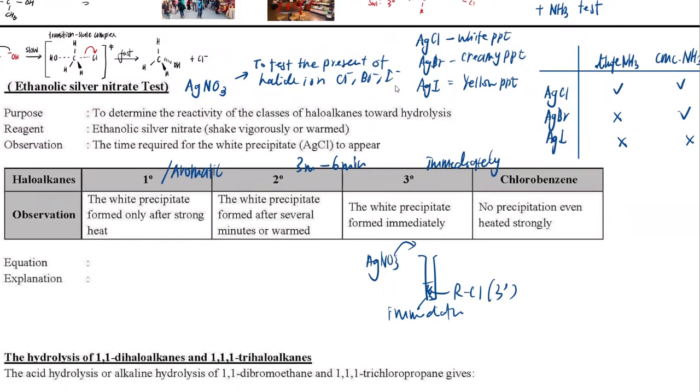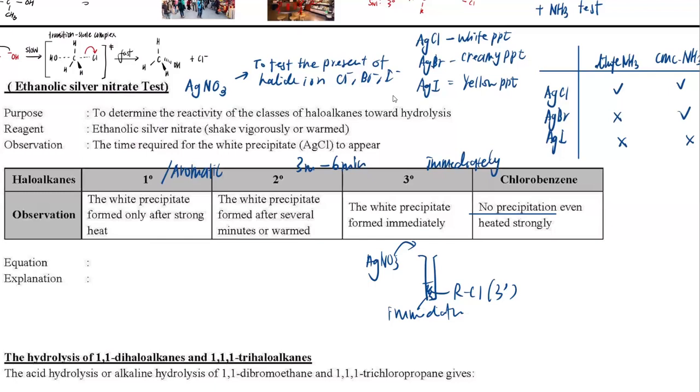For aromatic, usually we say there is no precipitate formed. But actually it is forming, it just takes a very long time, the same as primary haloalkane. Even if you put it in a science lab, after 3 to 4 days it still won't form a precipitate because it takes very long.